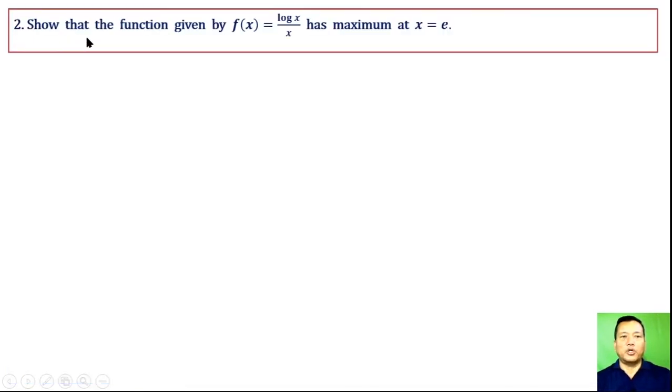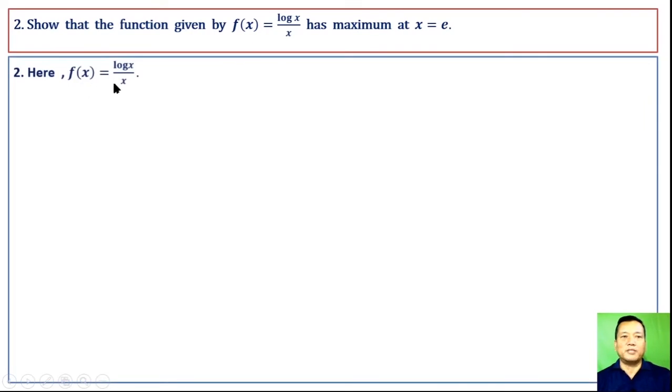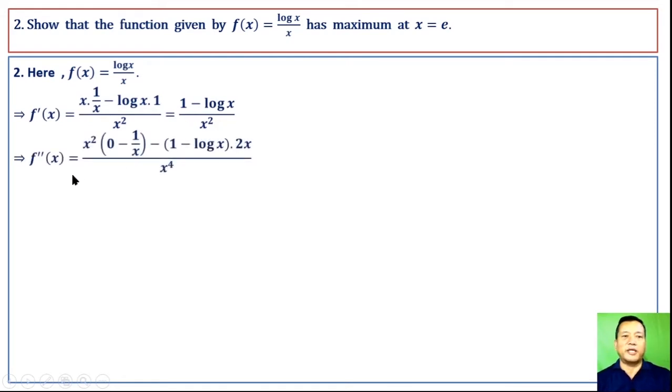Question number 2. Show that the function given by f of x equal to log x by x has a maximum at x equal to e. Here f of x is log x by x, and its derivative, by applying the quotient rule, we get this. Again its second order derivative, also by applying the quotient rule, we get this.